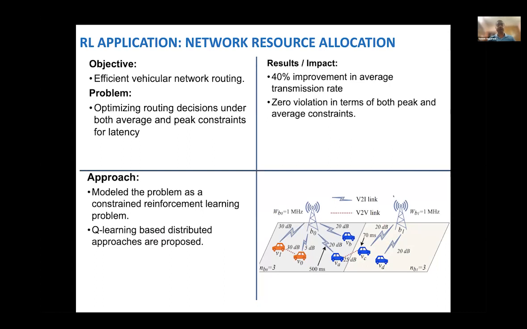So we can use reinforcement learning, and then we can prove significant improvement compared to the state of the art. And many of these optimization resource allocation problems also have constraints. So we can extend reinforcement learning algorithms in the presence of peak and average constraints, which are the algorithms that our group has developed.